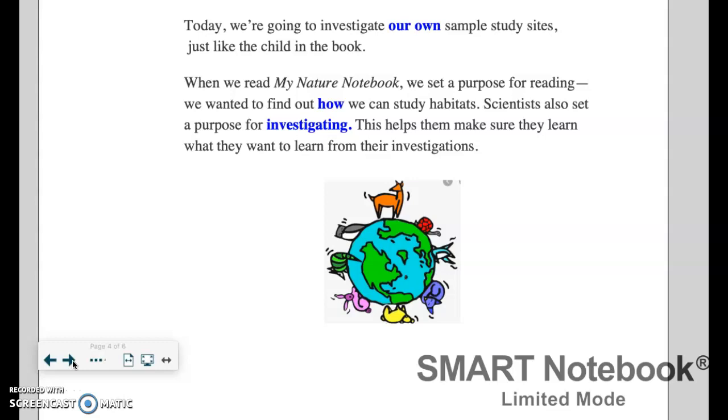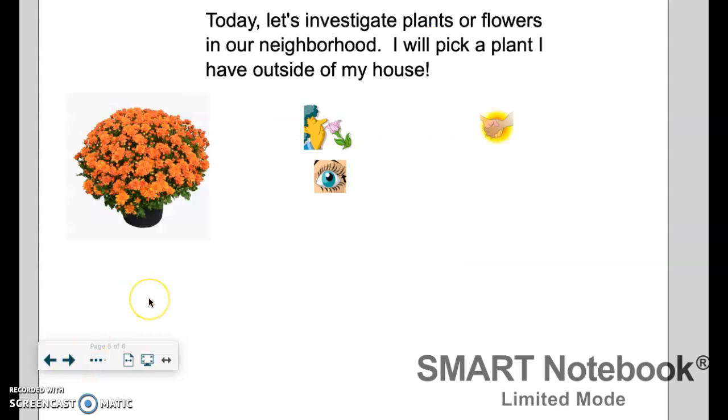When we read My Nature Notebook, we set a purpose for reading. So why did we do this? We wanted to find out how we can study habitats. Scientists also set a purpose for investigating. This helps them make sure they learn what they want to learn from their investigations. So today, let's investigate plants or flowers in our neighborhood.